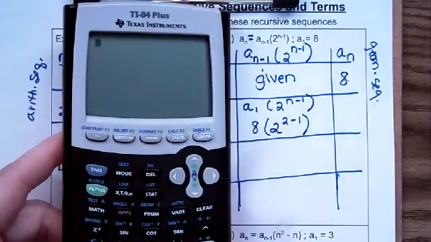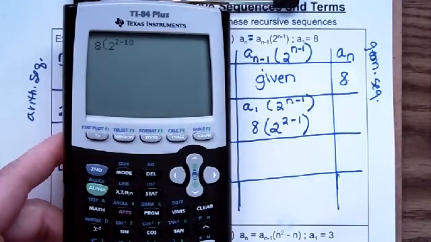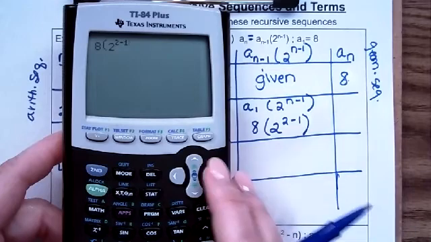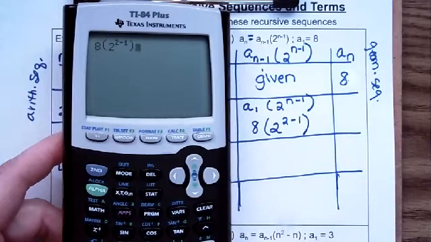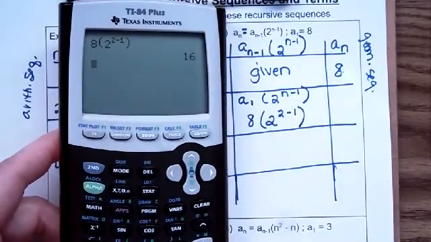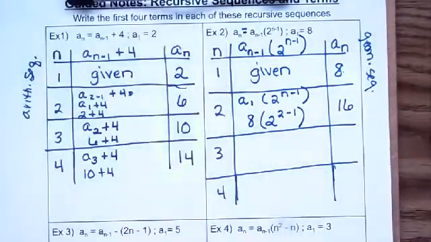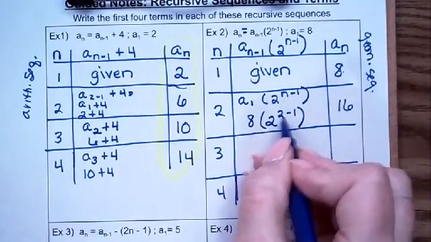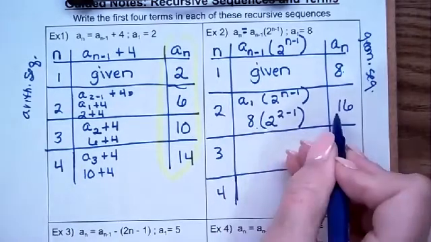So I'm going to do 8 parentheses 2 caret 2 minus 1, because that's my exponent. Now, to get out of that, I'm going to hit the right arrow, and I can put my closed parentheses, and I come up with an answer of 16. Here we go. Now, probably a lot of you could have done that in your head because 2 minus 1 is 1. So it's 8 times 2 to the first power, which is 8 times 2, which is 16.